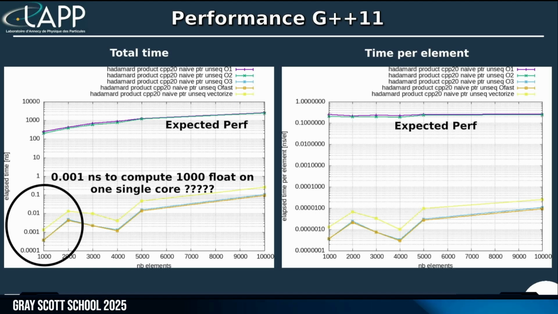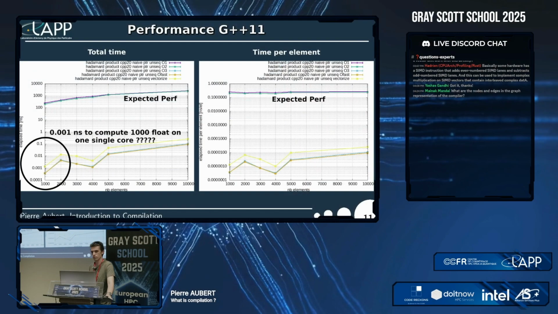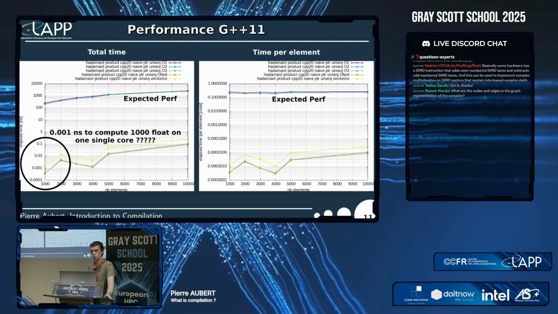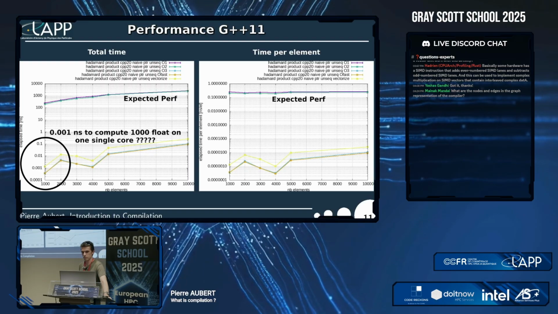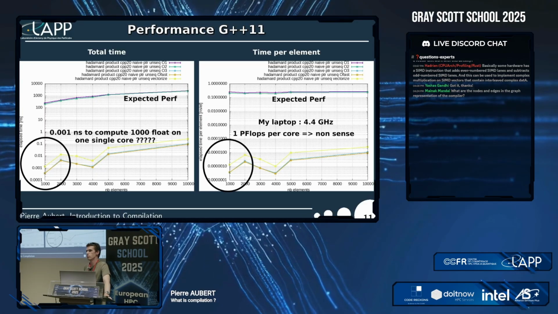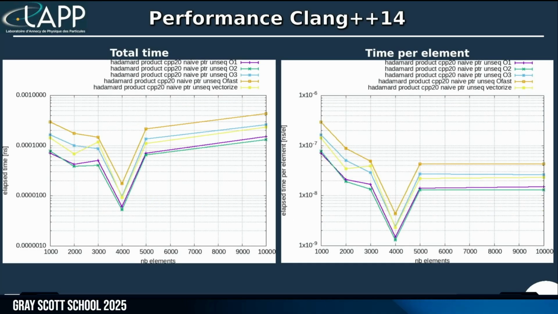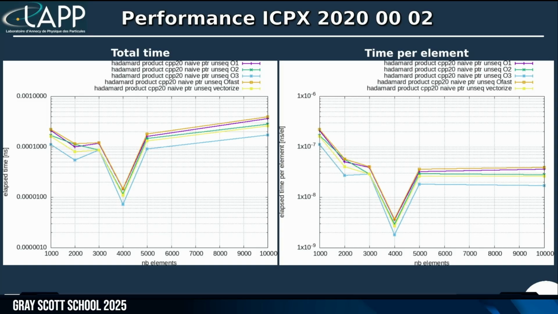What is it? 1/1000th of a nanosecond to compute 1000 floats on a single core? It's a bit too much, maybe? This is equivalent to 1 petaflop per core. So my laptop is good, but not that good, let's be honest. There is a problem. Okay, let's change compiler. I use Clang. Okay, I get the same. There is a problem. Okay, let's switch to ICPX. Still the same problem.